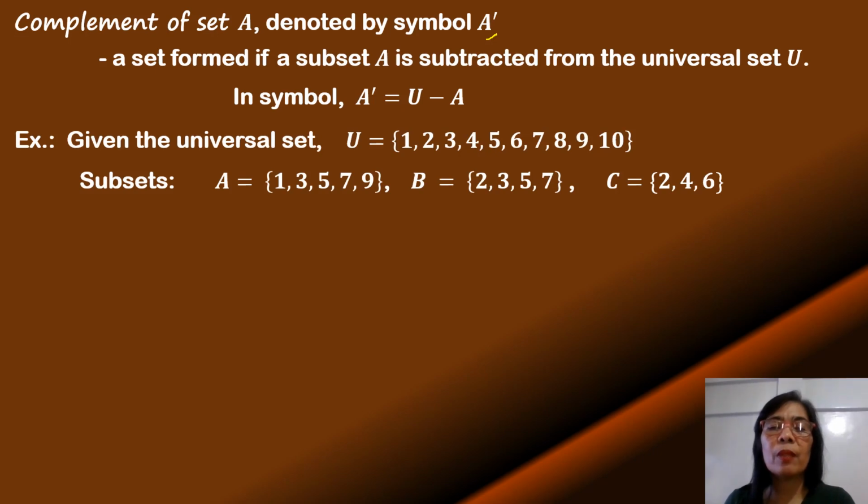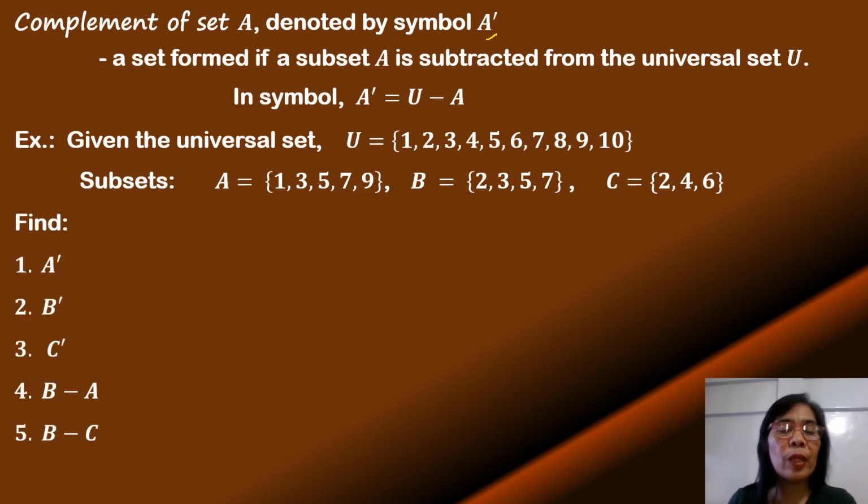So let us say we're given the universal set, the set of the counting numbers 1 to 10. A, we have the elements 1, 3, 5, 7, 9. B has elements 2, 3, 5, 7. And C has elements 2, 4, 6. So notice that all of the three sets in here, A, B, and C, are subsets of U.